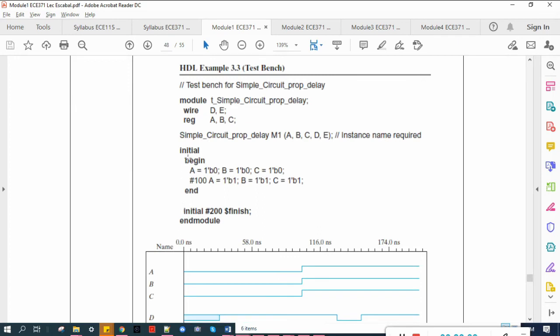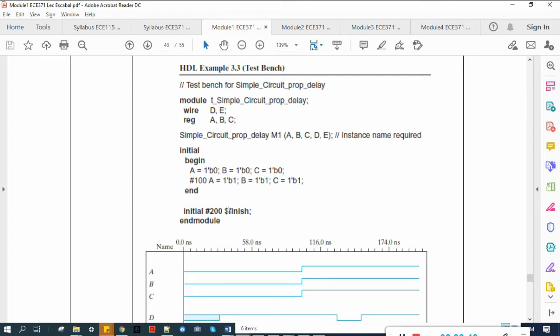Then notice that if we assign values to our stimuli A, B, C, we put them inside an initial statement, and this initial statement is followed by begin and end. Between those keywords begin and end, we place our stimuli, the stimuli for our test bench.